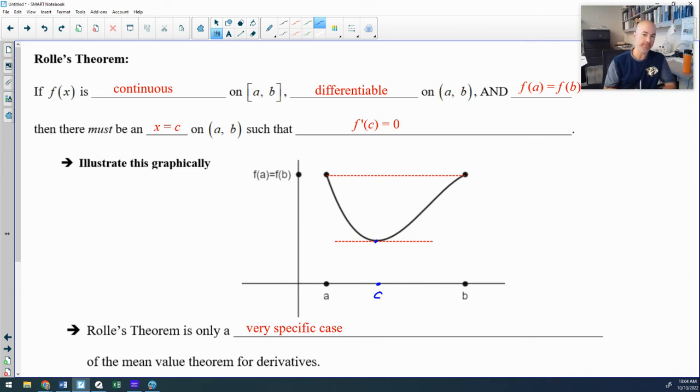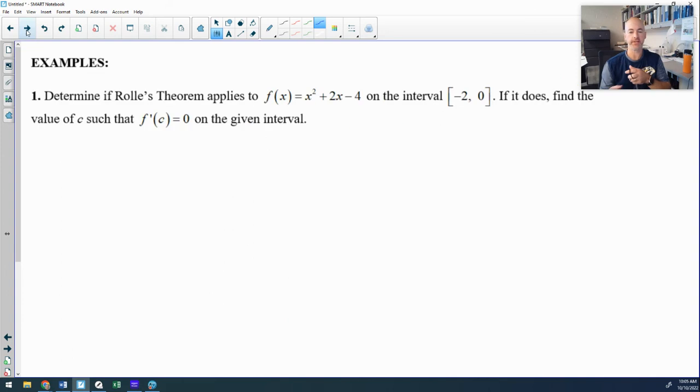Rolle's theorem is not mentioned specifically in the AP Calculus course description because if you know the mean value theorem, then by default you also know Rolle's theorem. So we won't mention Rolle's theorem by name very often because it is simply the mean value theorem. So let's use Rolle's theorem or the mean value theorem in a few examples. And as soon as I say we're not going to name Rolle's theorem very much, here I go naming it.